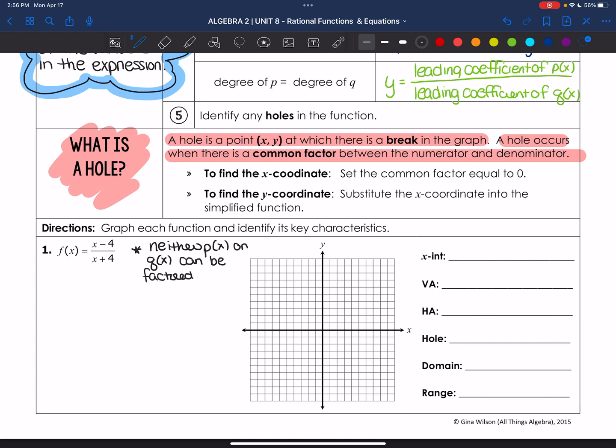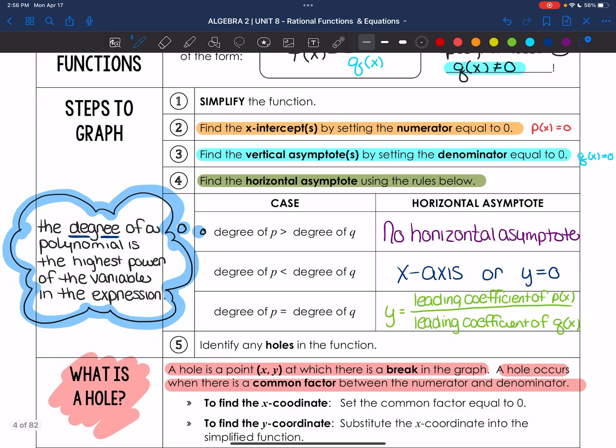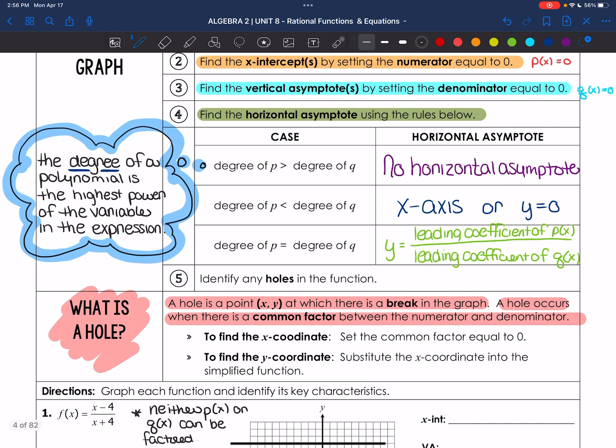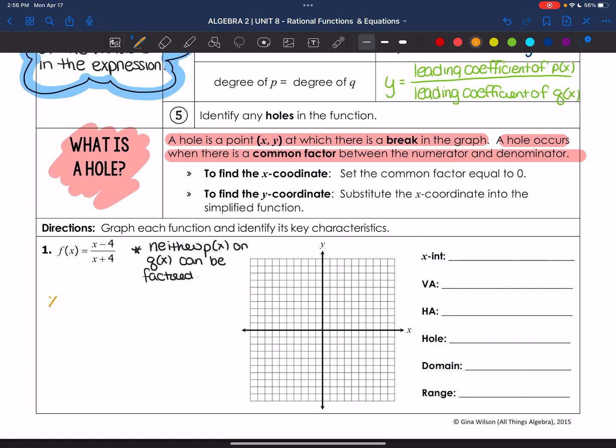Okay, so step number 1 is done. Step number 2, we find the x-intercept by setting the numerator equal to 0. Okay, let's do that. Let's find our x-intercept.